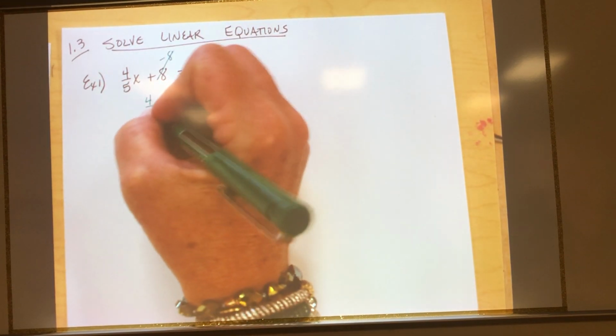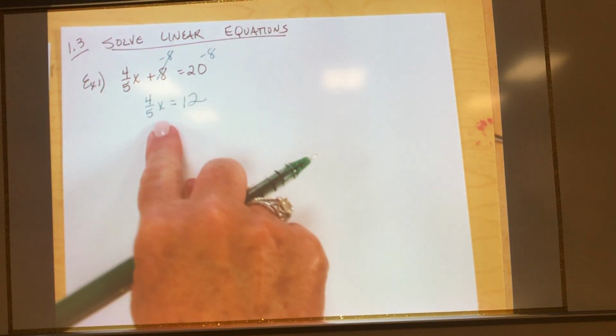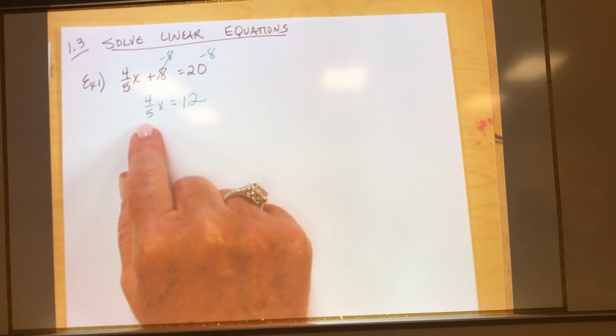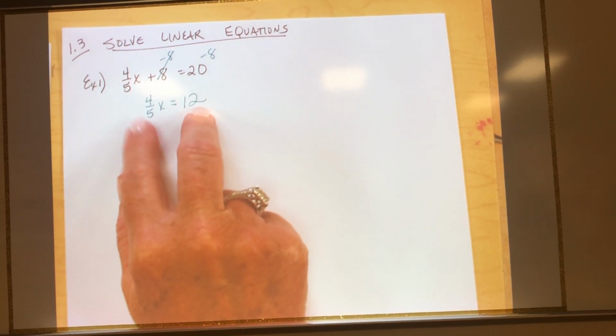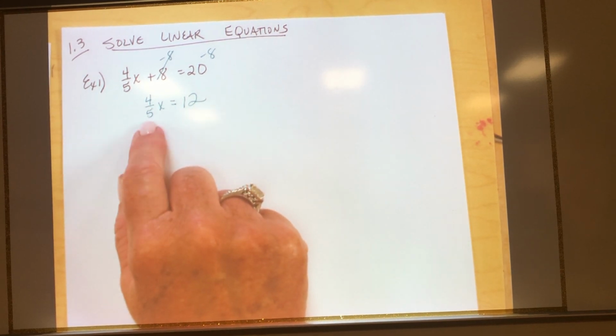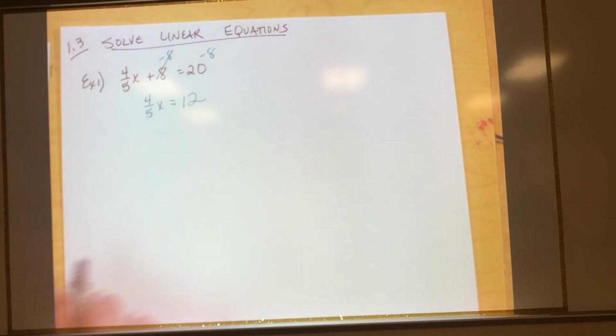So over here, I have 4/5 x is equal to, what's 20 minus 8? 12. Okay, so I'll write a 12 down. Now, they multiply by 4/5, but you're going to divide. And the way you divide by a fraction is multiply by its reciprocal. So y'all listen to me. If this coefficient or this constant, if either one of these are a fraction, you're going to multiply by the reciprocal of the coefficient, regardless of if it's a fraction or not. Okay? So I'm going to multiply by 5/4.